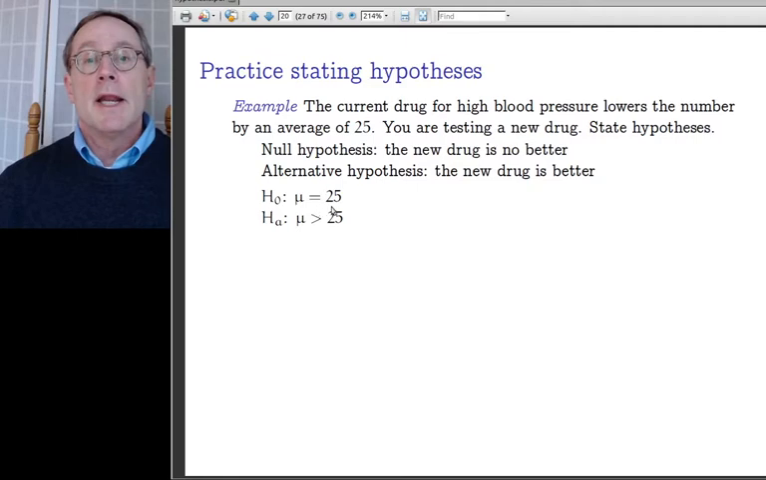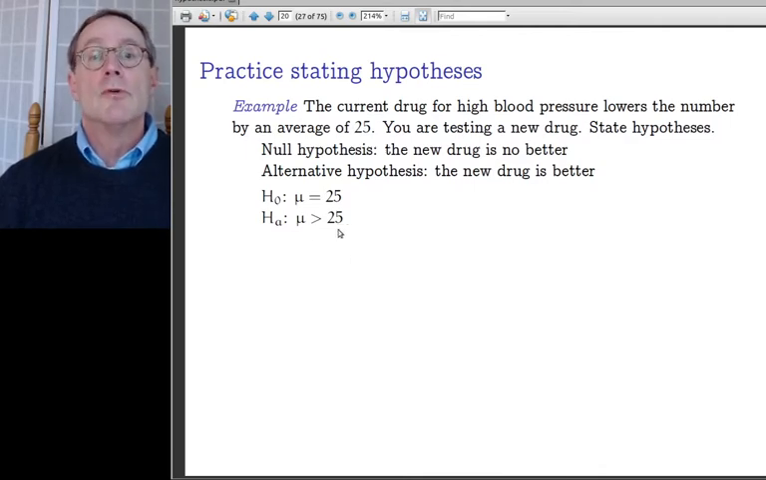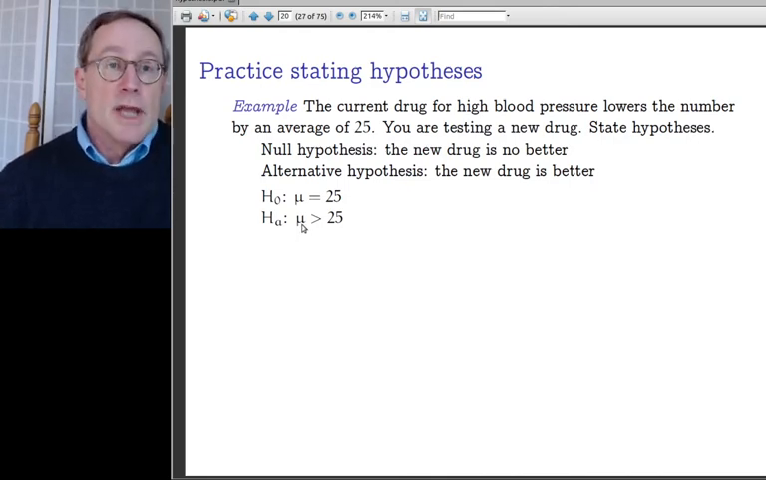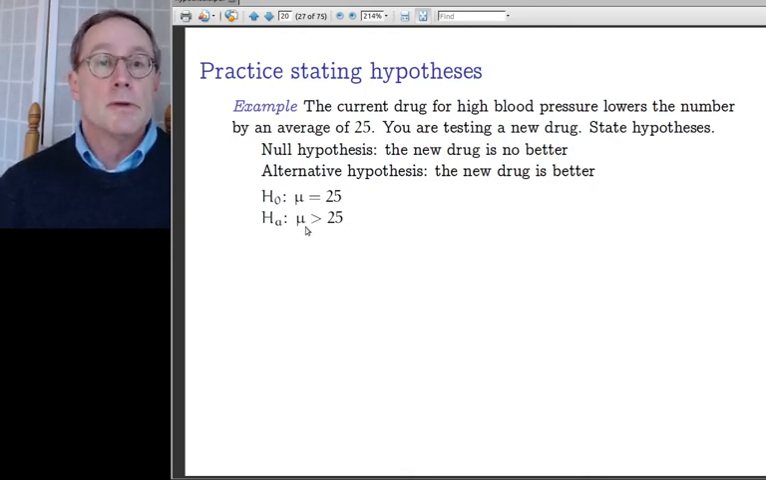They are claiming that if you gave this drug not just to the sample, but instead to the entire world, you would see a net loss in blood pressure of greater than 25. That's why it says mu, because if you gave the drug to the entire world, we know what happened when you gave it to the sample. We did the sample. So we must be arguing about the entire world. We don't care about the sample, we care about the population.